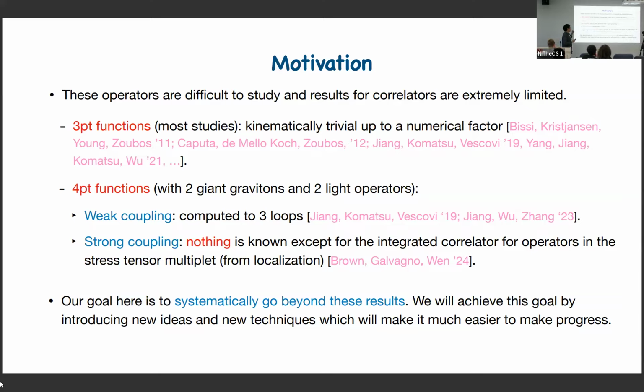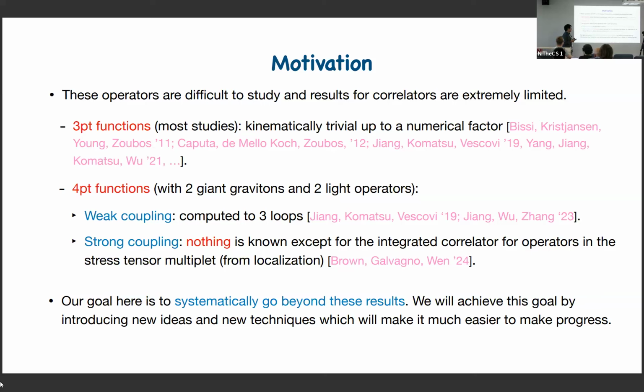The next non-trivial case is 4-point functions. Here we are considering the case where you have 2 giant graviton operators and 2 light supergraviton operators. Studies about these objects are usually only in the literature in the weak coupling limits. People have computed these 4-point functions up to 3 loops in weak coupling. At strong coupling, there's almost nothing known about these objects, except there's some prediction from using localization techniques.